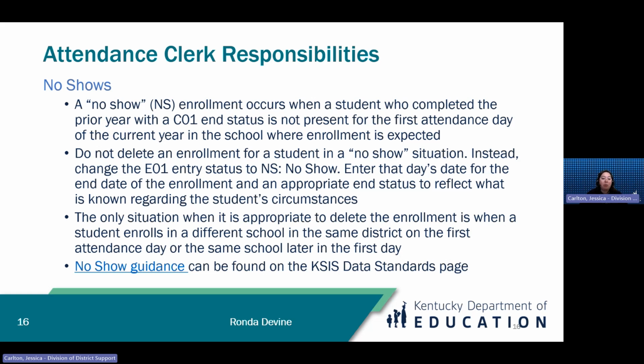The only situation where it's appropriate to delete that no-show enrollment is if you have a larger district, say you have multiple elementary schools, and you thought Johnny was showing up at ABC and he showed up at DEF Elementary. They have still returned to your district. So you can delete that no-show at the elementary you thought they were going to attend because you have an E01 starting on the first day of school at another school within your district. There's some great no-show guidance on the KSIS data standard page. So feel free to look into that if you have any specific questions, or you can always reach out to us.